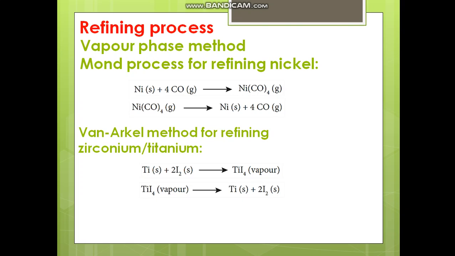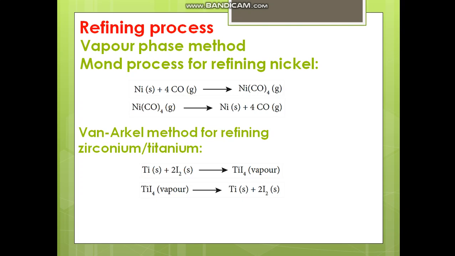Ni + 4CO forms Ni(CO)4. Again, on heating this nickel tetracarbonyl at 460 Kelvin, it decomposes to give pure metal. Nickel tetracarbonyl forms nickel plus carbon monoxide.